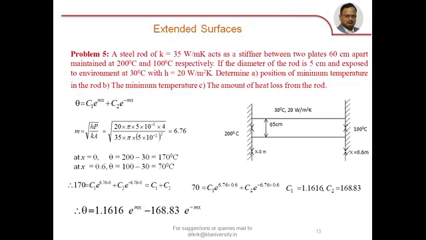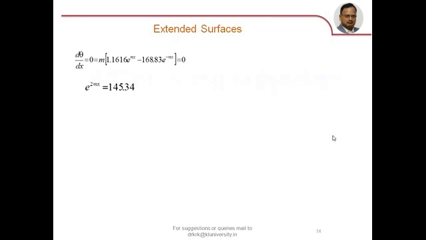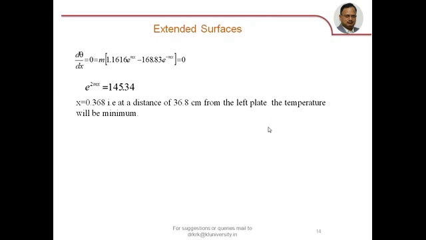Let us see what it is. Total distance is 60, so the center point is 30. Because 200 is here and 100 is here, the minimum temperature occurs towards the 100 degrees side. That is why it is not exactly at the center, 30. It occurs slightly away from the center towards the lower temperature side and is at 36.8 centimeters from the left plate.